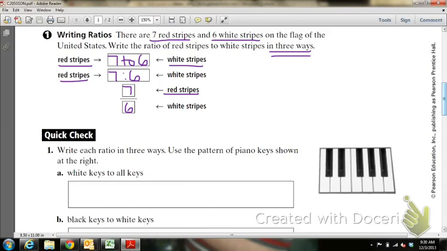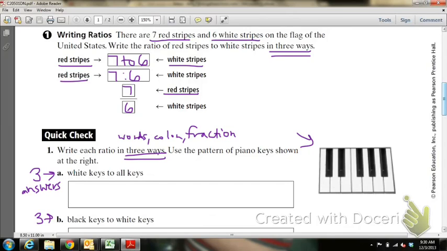So now in the quick check, you're going to use this little keyboard over here, and you're going to answer these questions. You're going to write each ratio in 3 ways, and you're going to do 3 answers here and 3 answers for B. Okay, you're going to write them in words, with the colon, and with the fraction. Okay, so each of these quick checks, you need 3 answers. So use this picture, count up the number of keys, and write your 3 ratios. Pause the video, try that quick check before moving on to the next part.